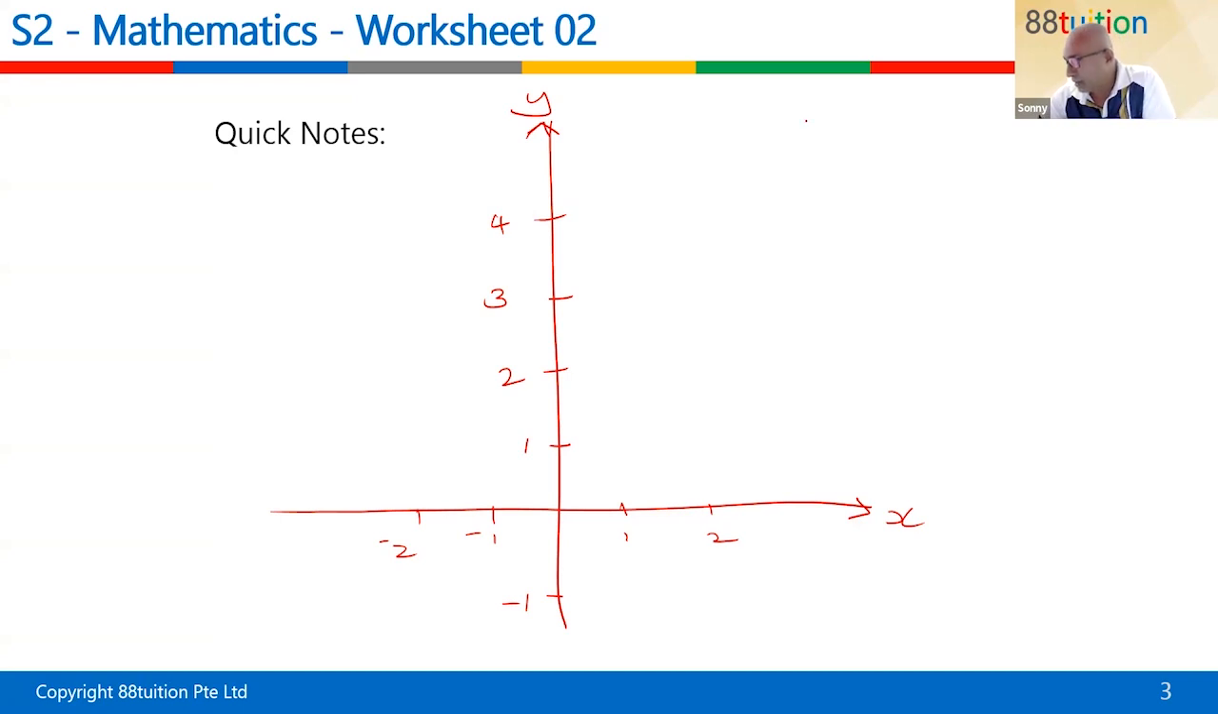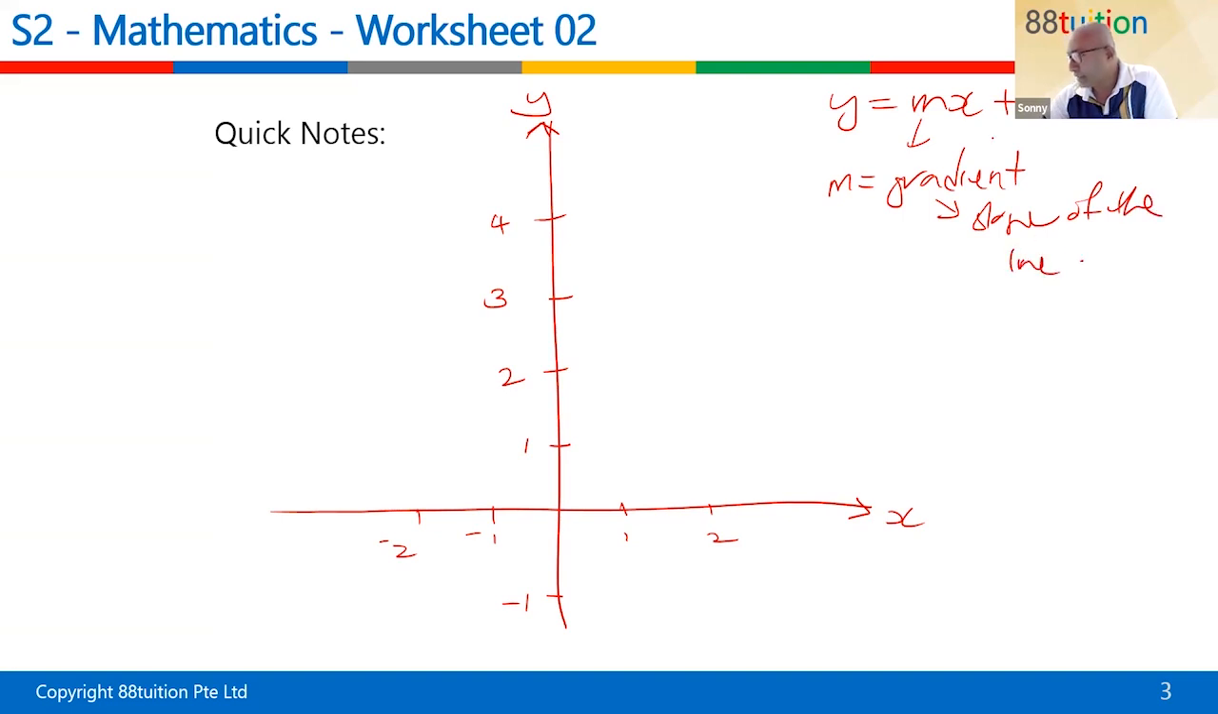So straight line equation is given by y equals mx plus c. For those who are not sure, it's all right, learn. M means gradient of the line, which means slope of the line, all right? Slope of steepness, all right? Slope of the line. All right? C, what does c stand for? Y-intercept. It refers to the line which cuts the y-axis. Anyway, I'll be plotting one and you will see it clearly, right?